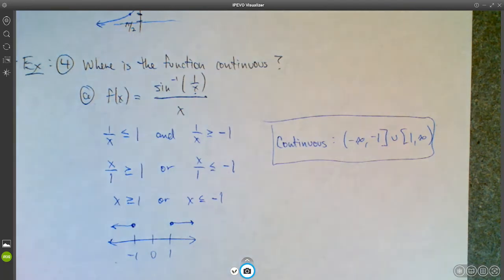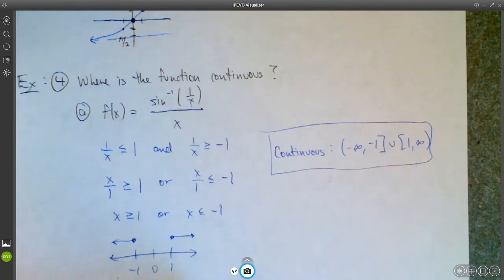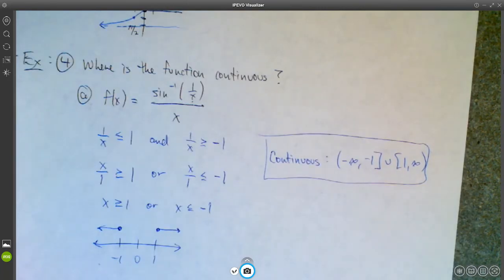Whew, that was trickier than I expected. I was looking at it like, this is easy. No, that was a little bit tricky. But there you go, that's where the function is continuous. Let's do another one.